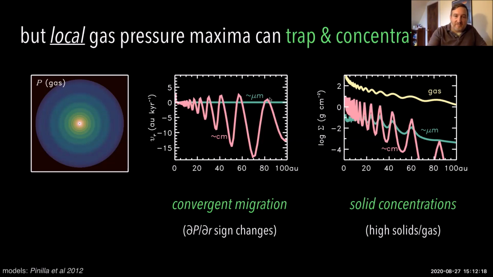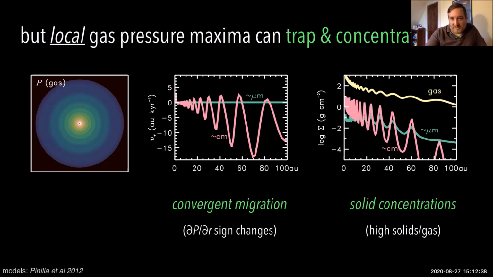So you can see that in this velocity plot, but the more important one is this density plot. Surface density as a function of radius. So what happens is the larger particles that feel this pressure perturbation, that are affected by these pressure perturbations more strongly, they become very concentrated locally, right?